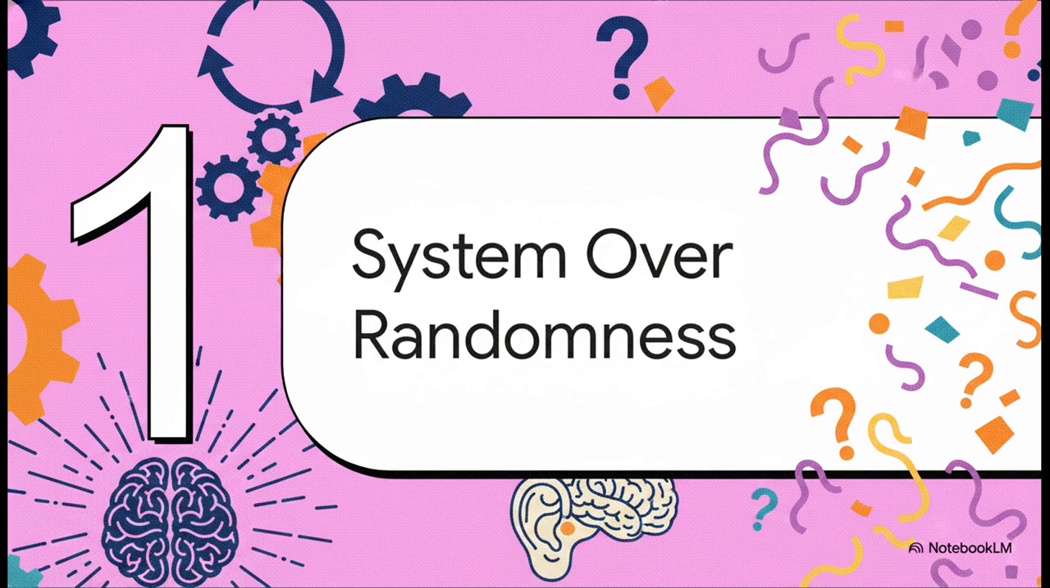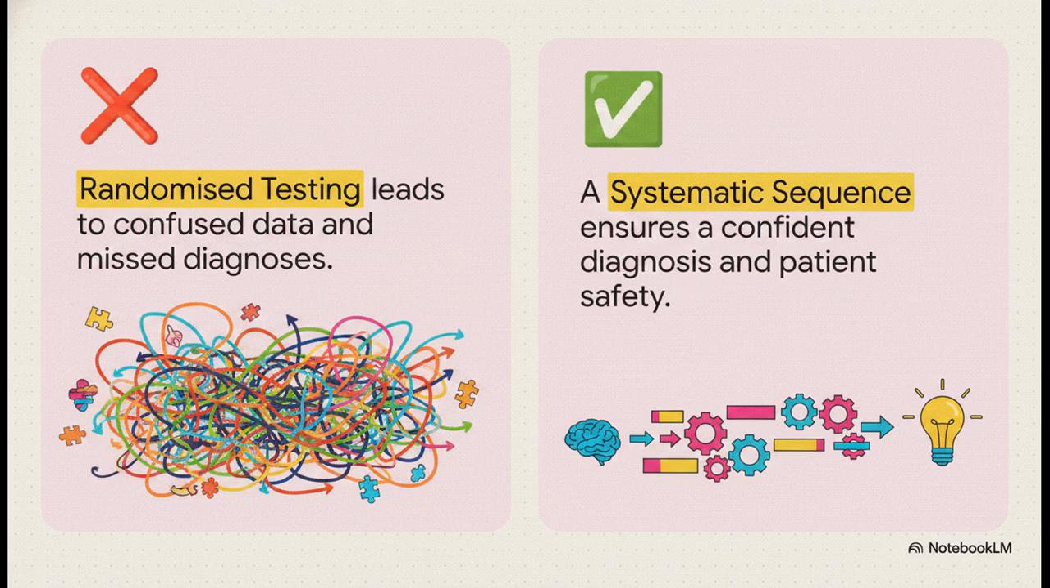To do that, we need to tackle the one big problem this whole system is designed to solve, and that's the risk of randomness in our examination. A haphazard examination, where we're just jumping from test to test. What does that get you? It gives you a pile of confusing, disconnected data, and that can lead to a misdiagnosis. But when you use a systematic sequence where one step logically follows the next, you're transforming that random data into a coherent story. And that story is your diagnosis. It's the difference between confusion and confidence, and it's absolutely fundamental to patient safety.